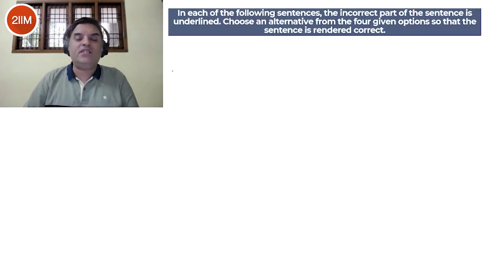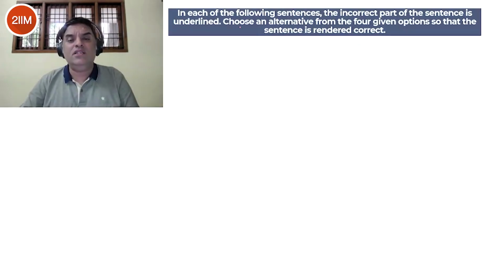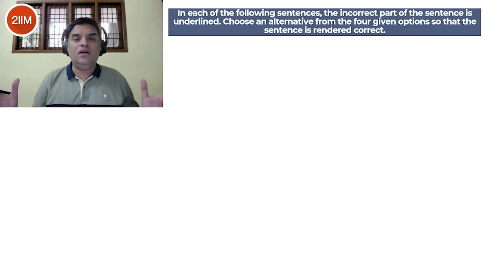There are about 5 questions that have common instructions, and these are essentially sentence correction questions, which are a very common question type in IPMAT Indore. So let's read the instructions. It says, in each of the following sentences, the incorrect part of the sentence is underlined. Choose an alternative from the 4 given options so that the sentence is rendered correct. Okay, standard sentence correction question format.